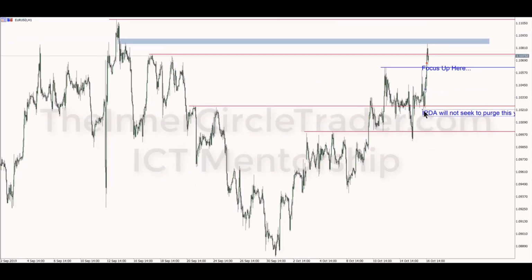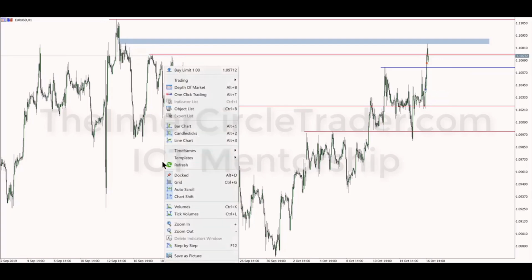So why was I saying IPDA would not likely seek to purge those equal lows? Because we're part of this market maker buy model, and they're going to be running the liquidity here that we outlined weeks ago. Okay, so let me take this off. We had an imbalance in here. Price came down, filled that, rallied, consolidated, mitigation, entry, and then rallied up above these relative equal highs, not holding for the fair value gap in here.